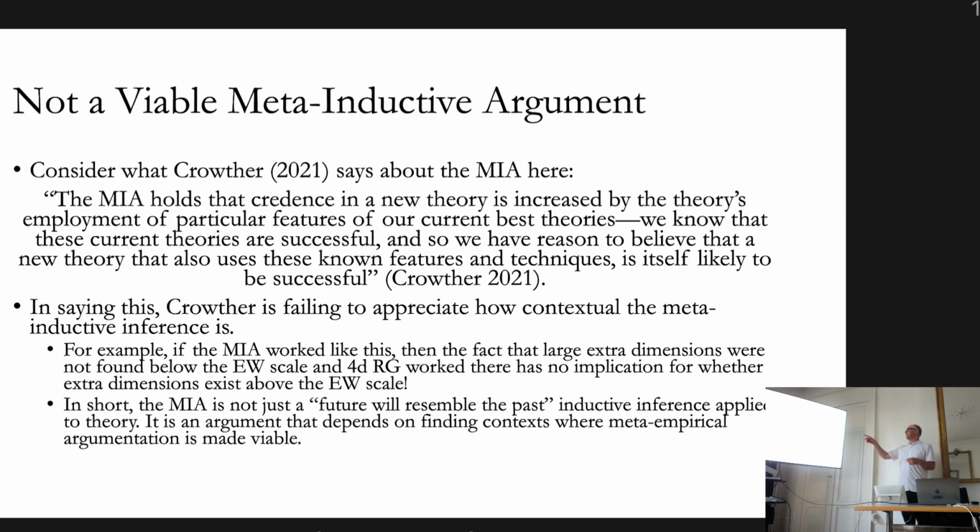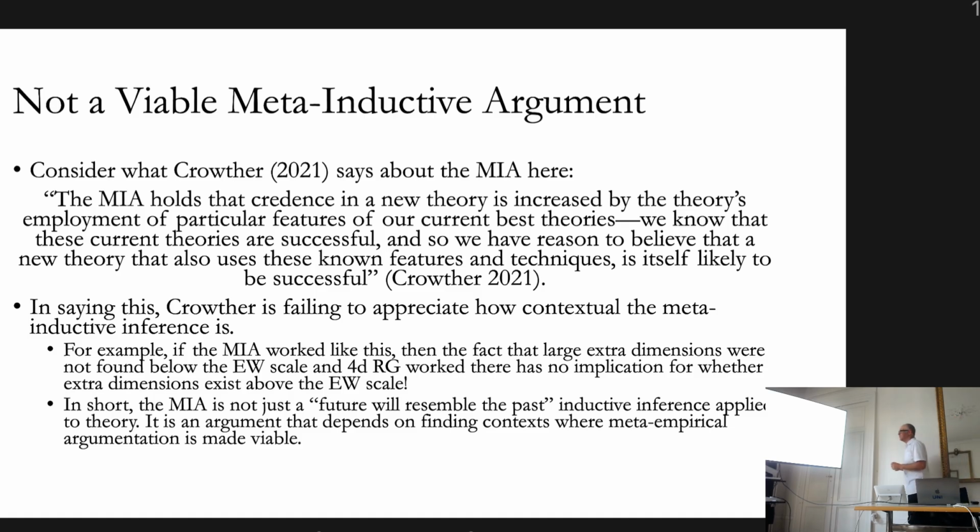Karen Crowther talks about meta-empirical arguments in a 2021 paper, and this is her gloss on the MIA. She says, MI holds that credence in a new theory is increased by the theory's employment of particular features of our current best theories. We know that these current theories are successful, and so we have reason to believe that a new theory that also uses these known features and techniques is itself likely to be successful.